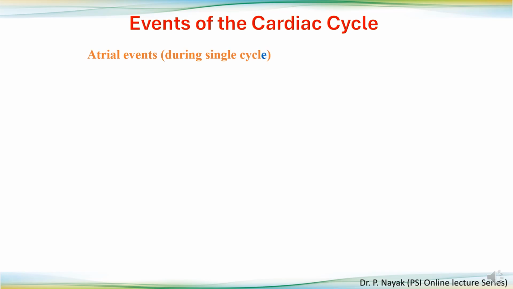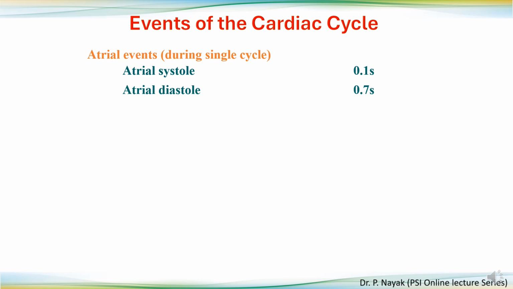First, to list the atrial events, there are only two major atrial events during a single atrial cycle: the atrial systole for 0.1 seconds and the atrial diastole for 0.7 seconds. Sometimes, the atrial systole is further divided into dynamic and adynamic phase; however, that is of little significance.